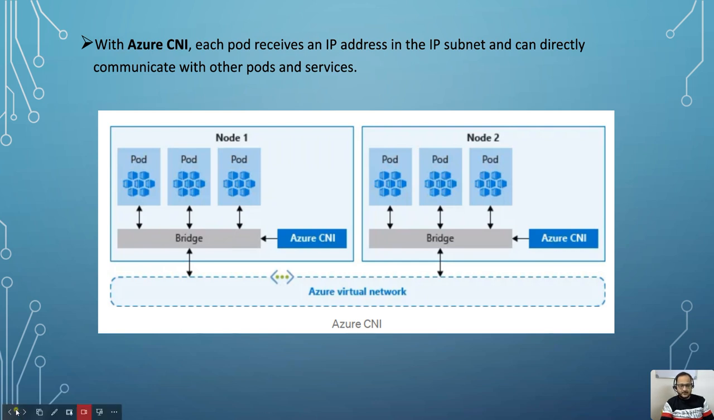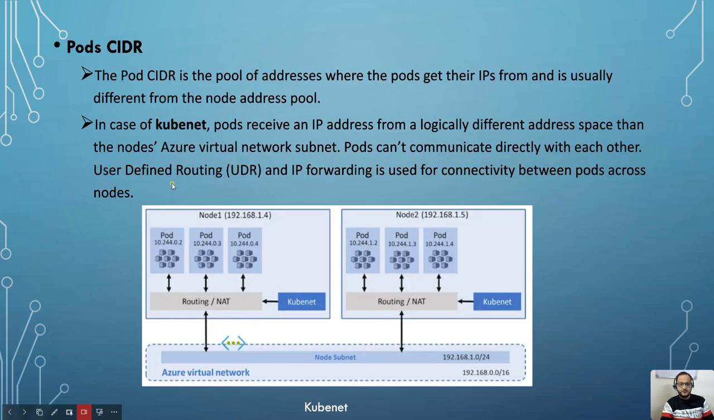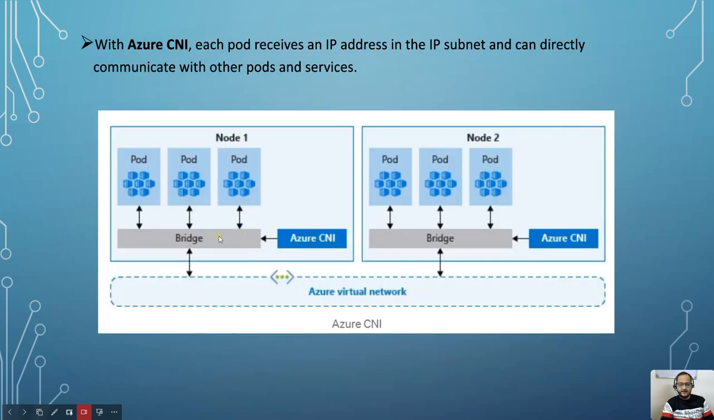I forgot the term. What was UDR? It's called user defined routing. You don't need to specify any UDR or IP forwarding for these pods to communicate with each other. They can directly communicate in the case of Azure CNI. I hope it's clear. We will see it in the Azure portal, then it will be more clear.